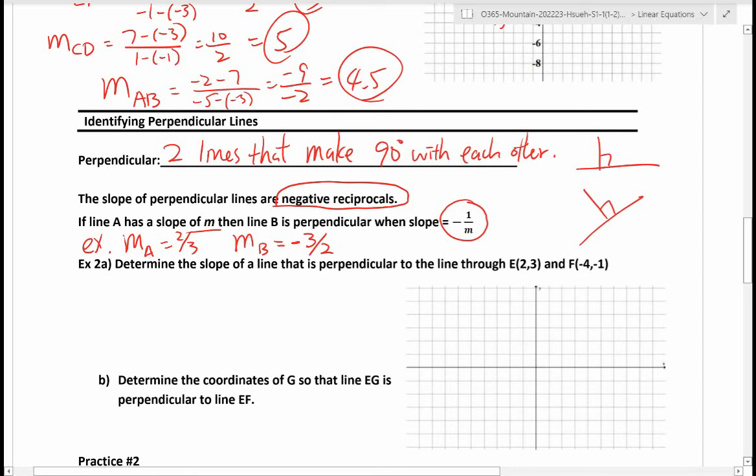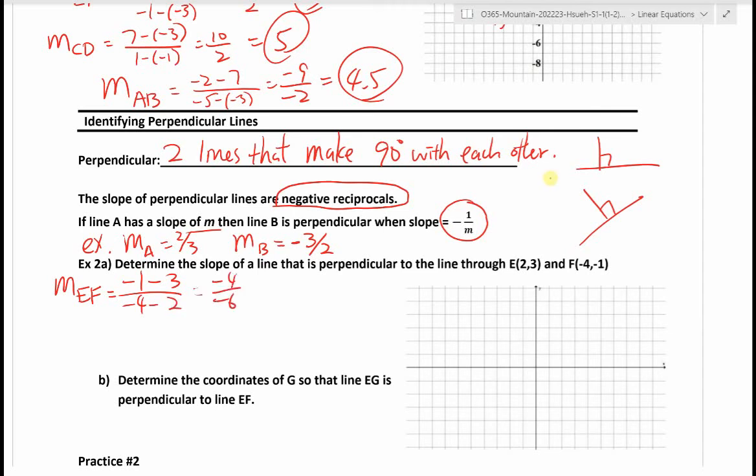It says determine the slope that is perpendicular to the line going through E and F, (2, 3) and (-4, -1). So let's find the slope of EF first. This would be y2 minus y1 over x2 minus x1. So this is -4 over -6, which is exactly 2 over 3. Oh, that's what I was just saying. That means the perpendicular slope to EF would be -3 over 2.